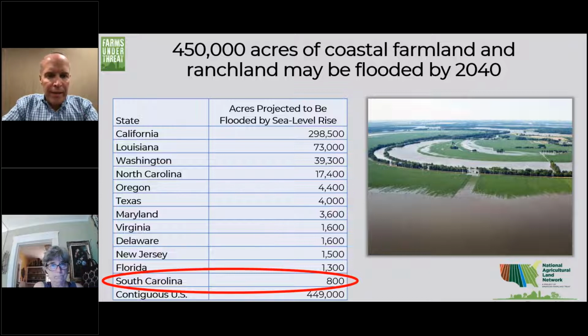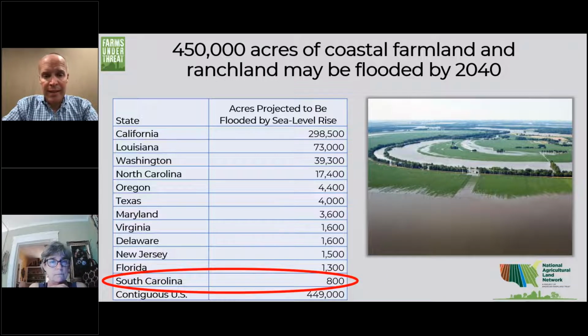Thanks, Chris. The last national finding we want to highlight relates to coastal flooding as a result of projected sea level rise. We mapped what this might look like in 2040 based on 7.5 inches of additional sea level rise. We found that 450,000 acres of farmland and ranch land could be flooded by 2040, including 800 acres in South Carolina. This number does not include the salinization of soils and groundwater, which will jeopardize many more acres, even before the land is inundated.